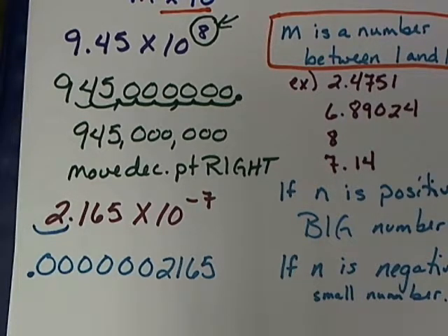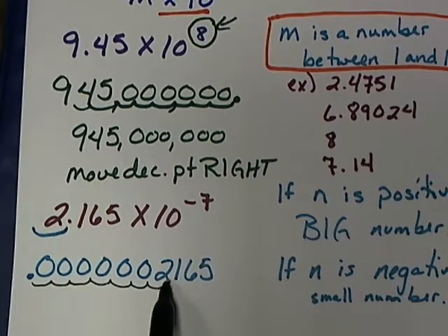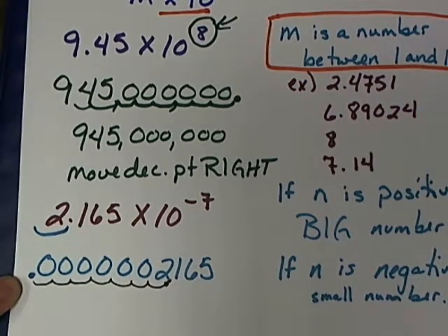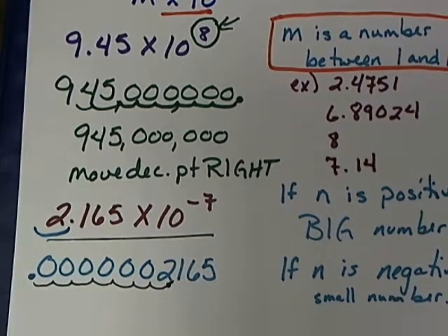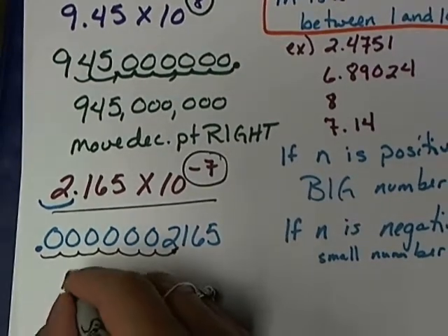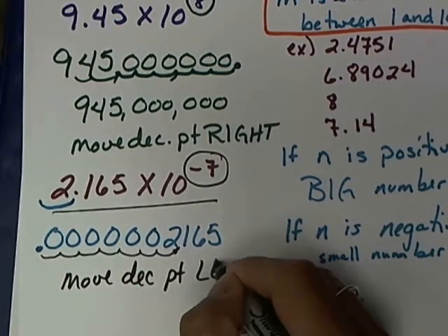You can always check that to make sure that you didn't count incorrectly. It was 1, 2, 3, 4, 5, 6, 7 spots. So the decimal point is now in front. So we have 0.0000002165 is what this number represents. So here the exponent was negative, so we move the decimal point to the left.